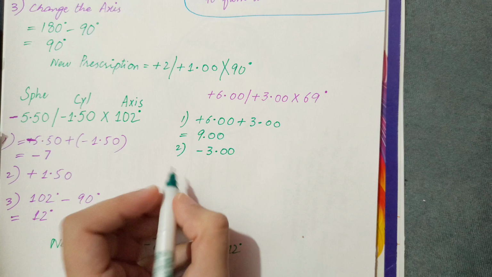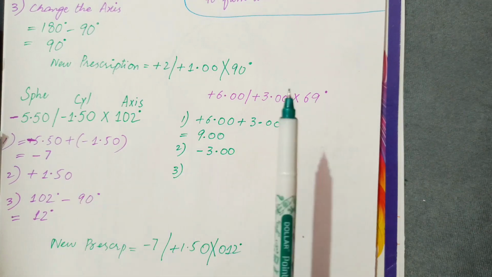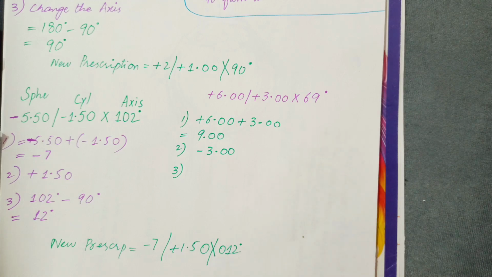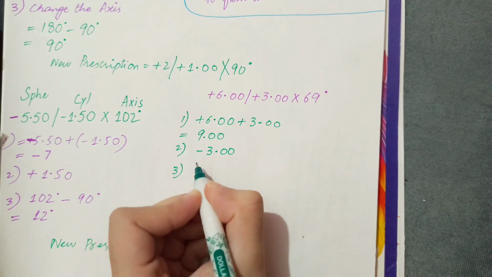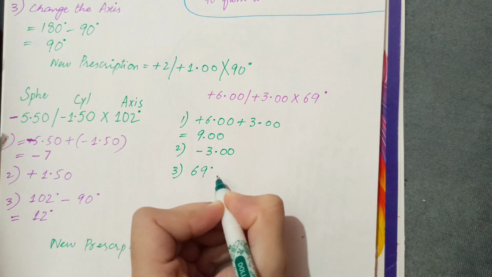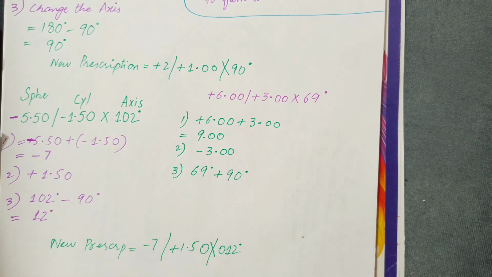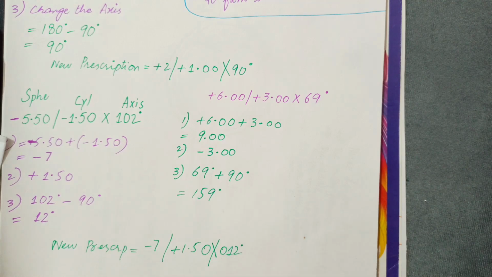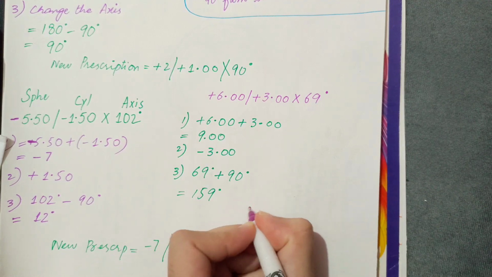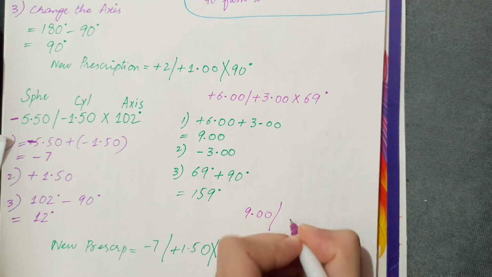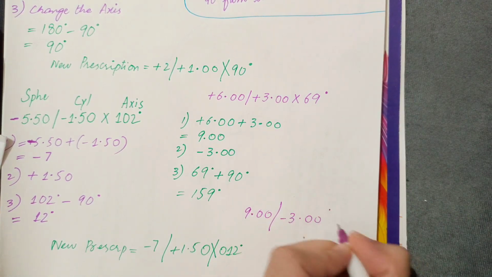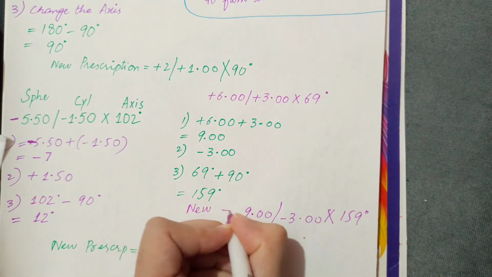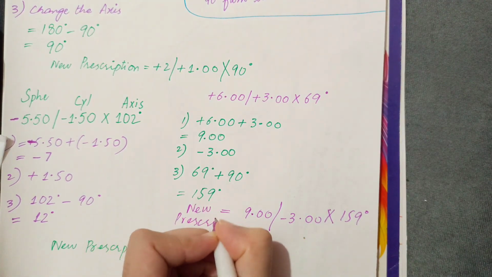0.03. And the third step is, okay, this is less than 90 degrees, so what we are supposed to do is add 90 to it. So it's 69, we will simply add 90 to it, and what we will get is 159. So the new prescription will be 9 sphere, cylindrical power will be -3, and 159 degrees. This is the new prescription, and that's all for this video.